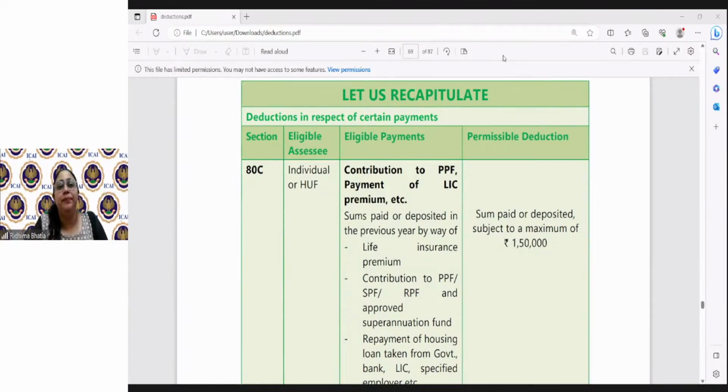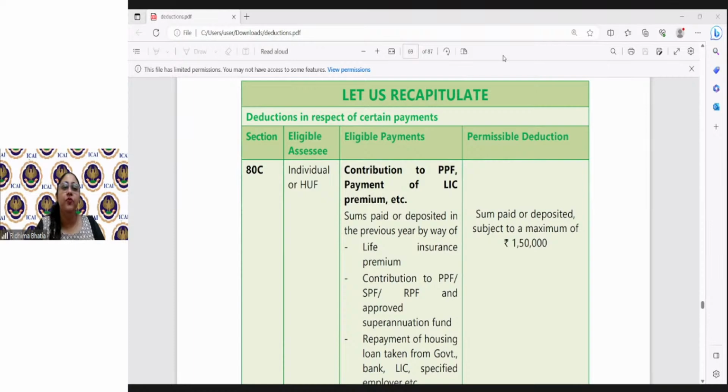This is part 2 of the chapter deductions under gross total income. In case you have any doubts from the previous class, please feel free to ask. Before that, we'll quickly make a revision of what we did in the previous class.